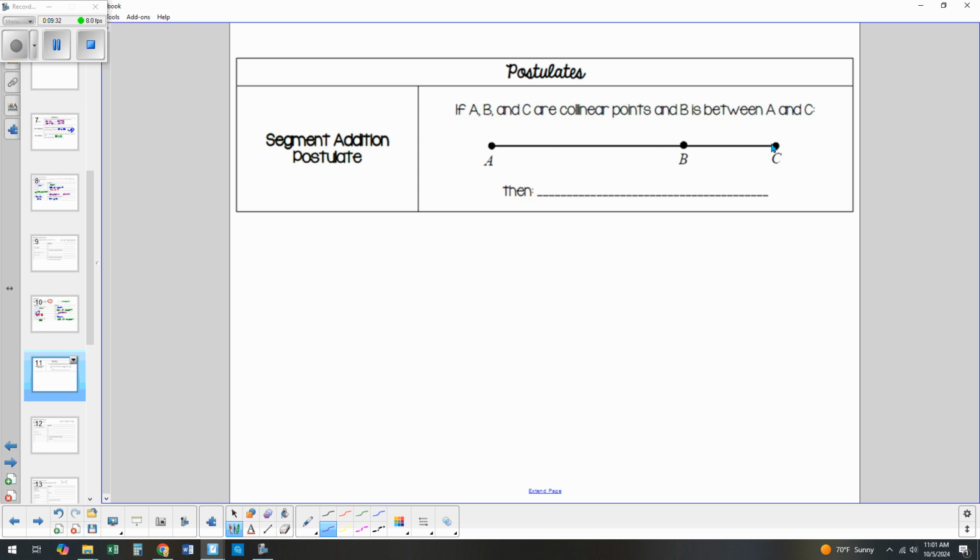And the segment addition postulate says that the two small pieces, AB plus BC, would be equal to the whole segment, which is AC. And it's okay to write it the other way. I could start with the whole segment and then say it's made up of the two small pieces. It doesn't matter which way we do this.